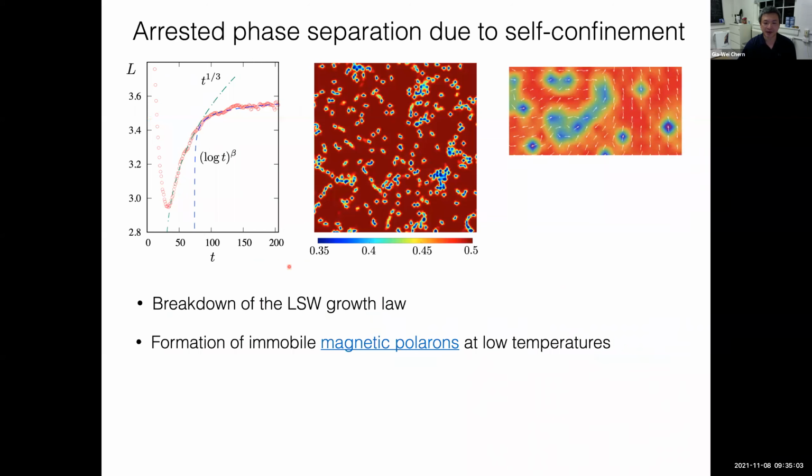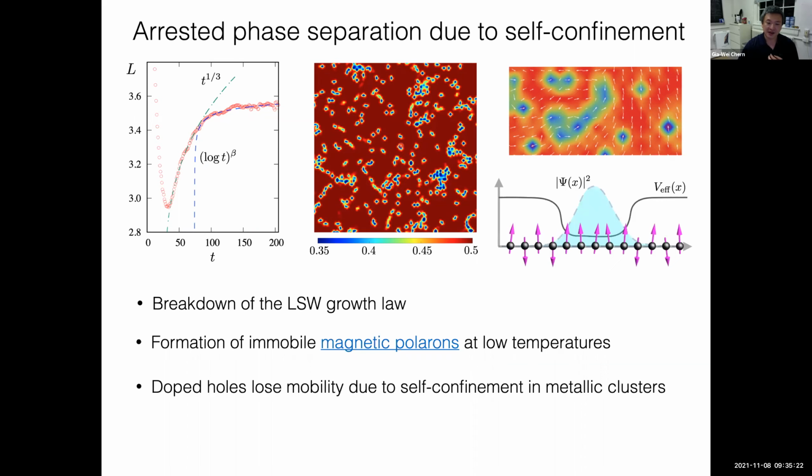And the reason is because of the formation of these so-called magnetic polarons. These are small ferromagnetic clusters which confine a few and sometimes just exactly one doped holes. And once the antiferromagnetic order in the background is fully established, then these doped holes are completely confined in these ferromagnetic clusters, and they lose the mobility to move around.